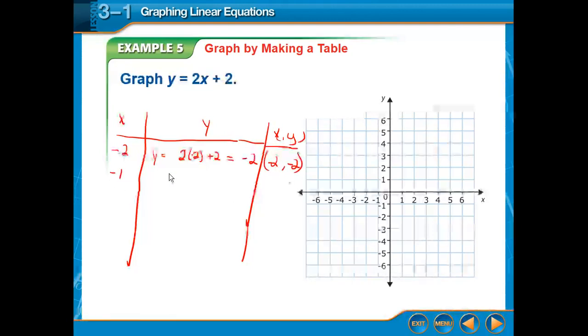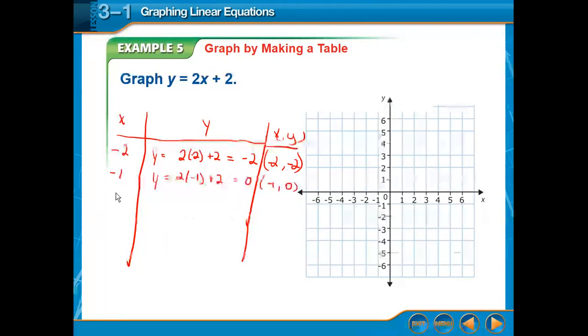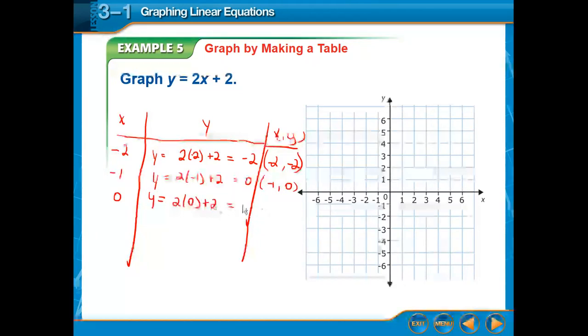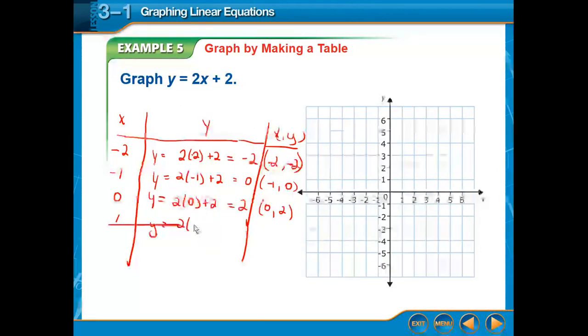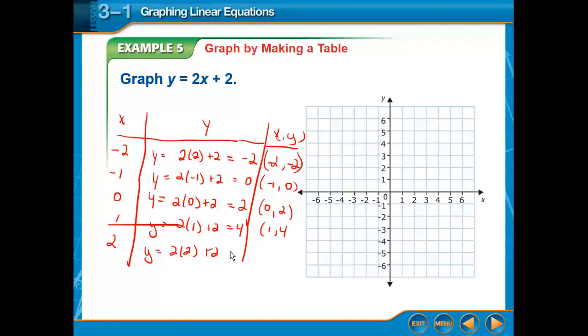Okay, if I put in negative 1, y equals 2 times negative 1 plus 2. That's negative 2 plus 2, which is 0. So I get the point (-1, 0). If I put in 0, y is equal to 2 times 0 plus 2, and that's equal to 2. So I get (0, 2). If I put in 1, y equals 2 times 1 plus 2, and that's 4. So I get (1, 4). And if I put in 2, y equals 2 times 2 plus 2, and that's equal to 6.